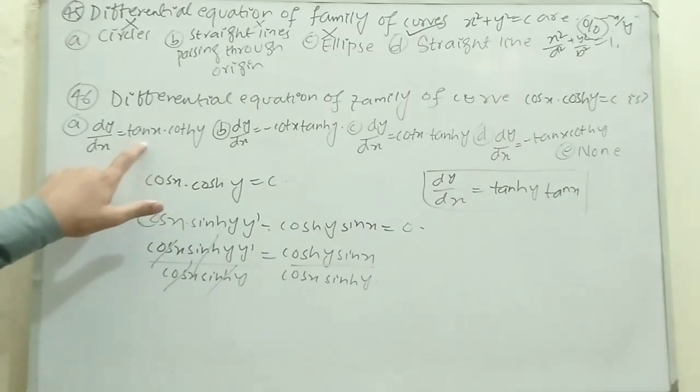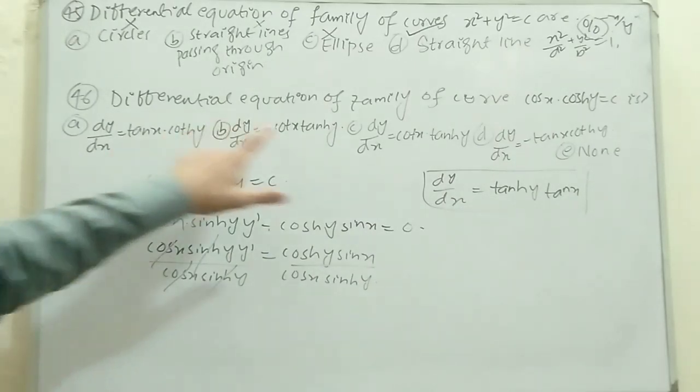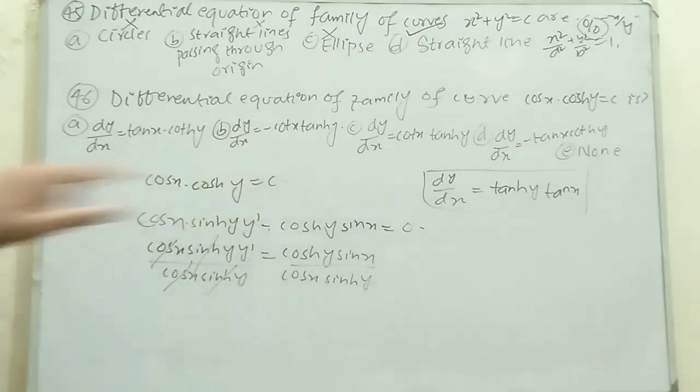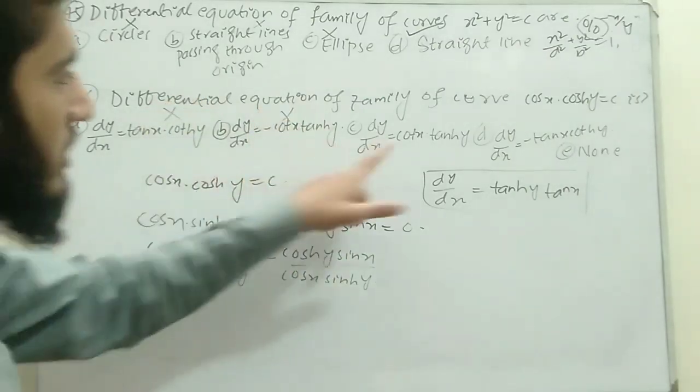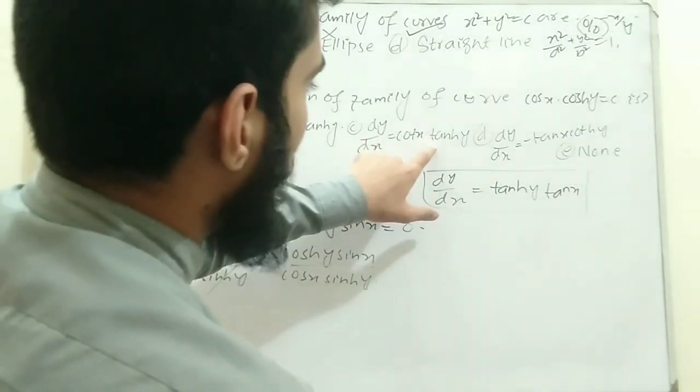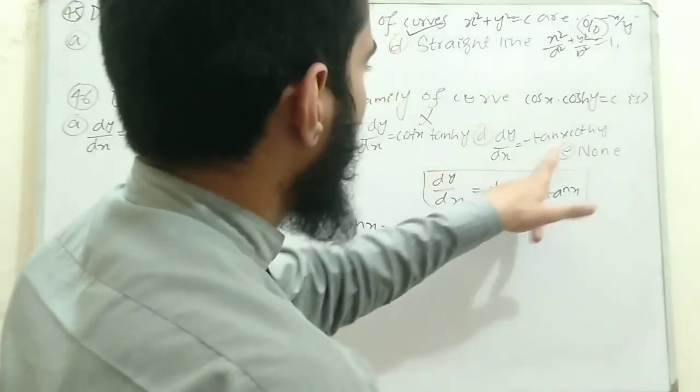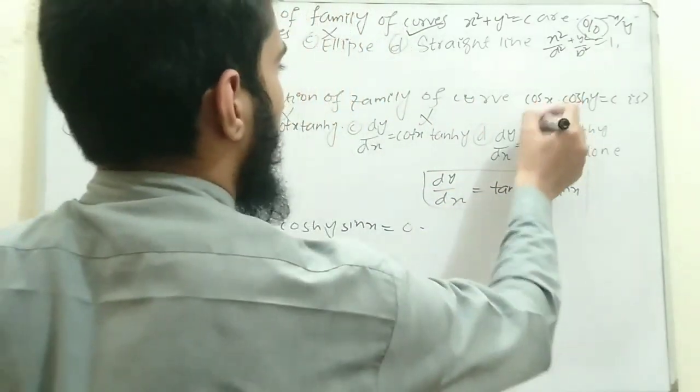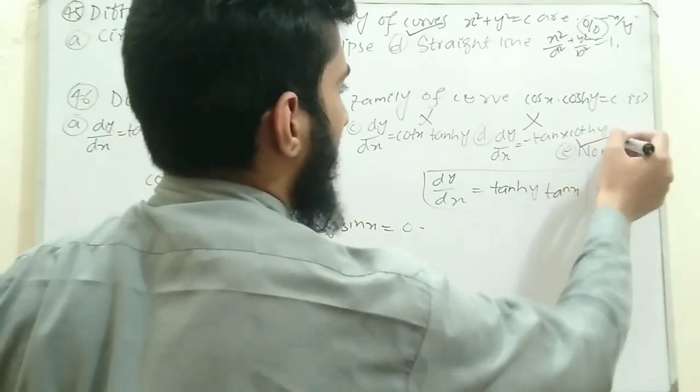So here tangent x and here cotangent, not tangent hy, this is also a wrong option. And after this cotangent x and tangent hy. So this is also a wrong option. After this we can write minus tangent x and cotangent. This is also a wrong option. Our correct option is none.